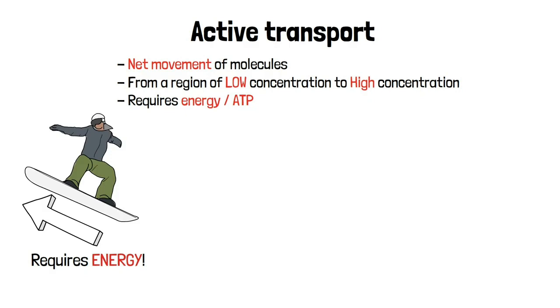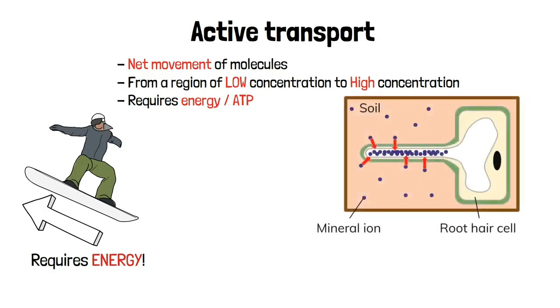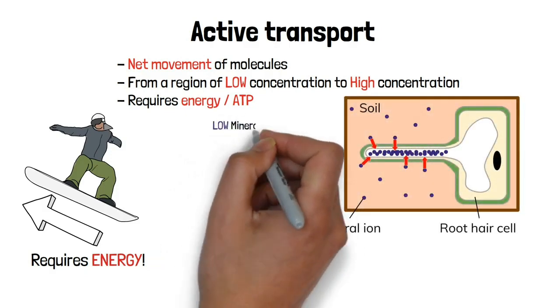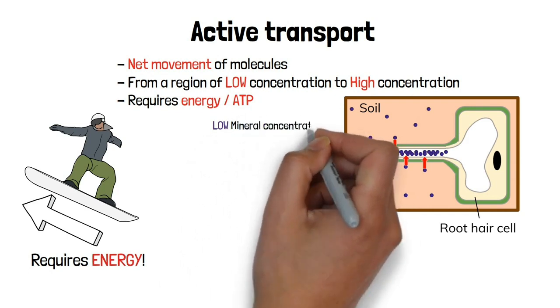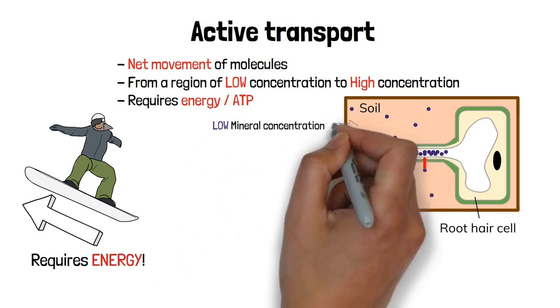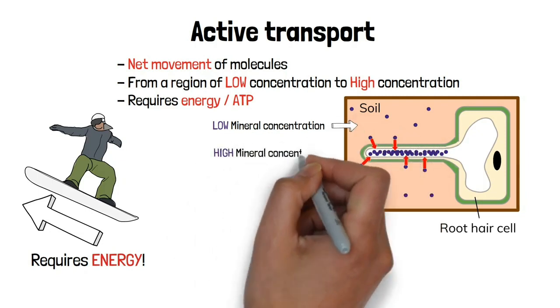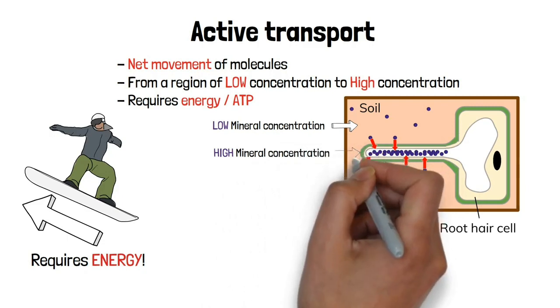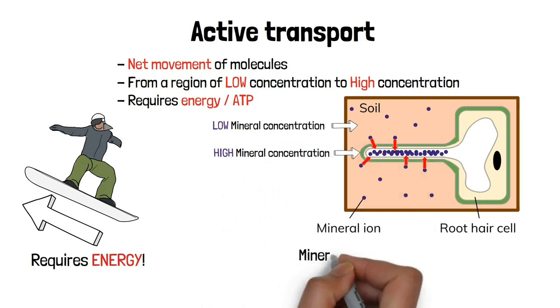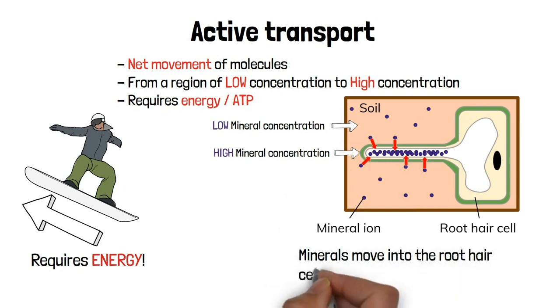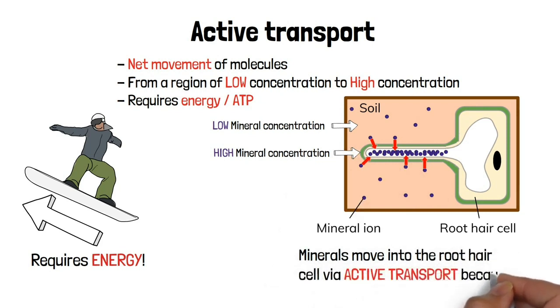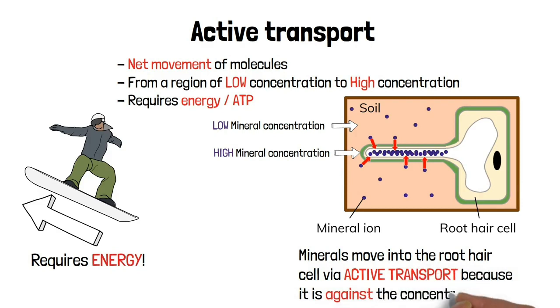If we take a look at this root hair cell example, we can see that there's mineral ions inside the cell and inside the soil. We can see there's a low mineral concentration inside the soil, and there's a high mineral concentration inside the root hair cell. For the ions to get inside the root hair cell, they need to go from a low concentration to a high concentration, and this can only be done via active transport. The minerals cannot diffuse into the cell because diffusion goes with the concentration gradient and active transport goes against the concentration gradient.